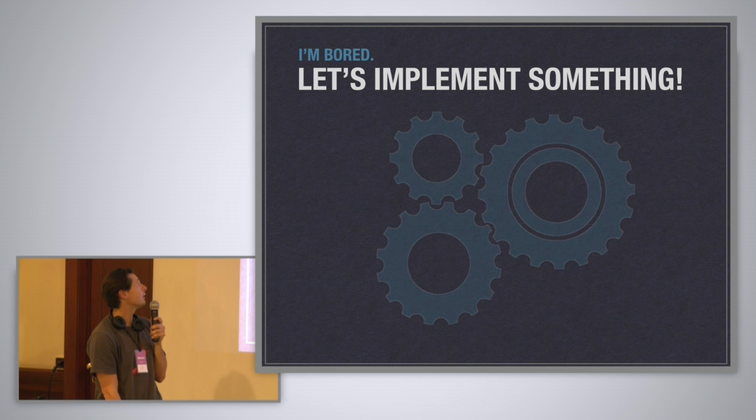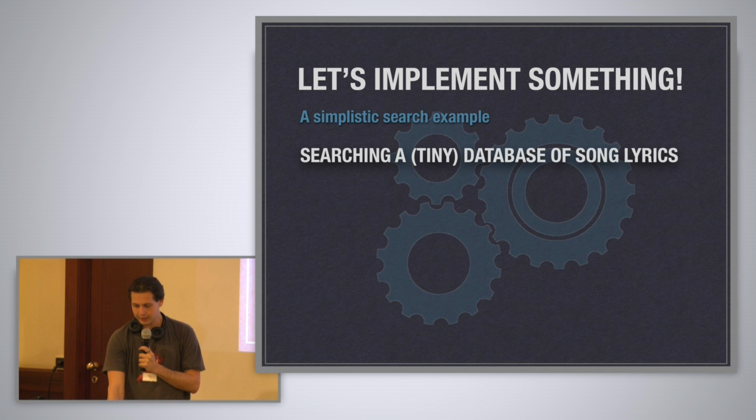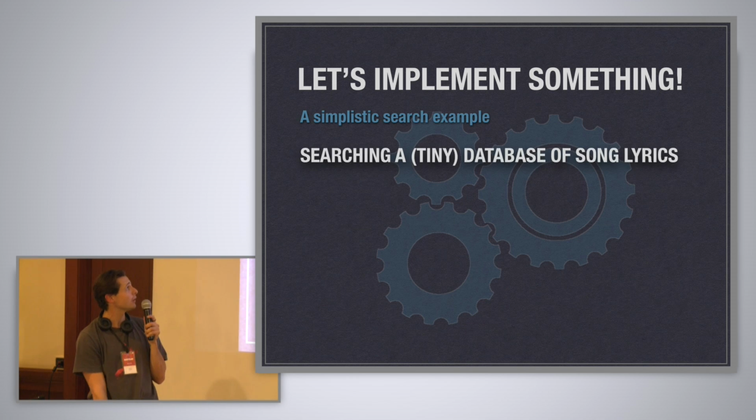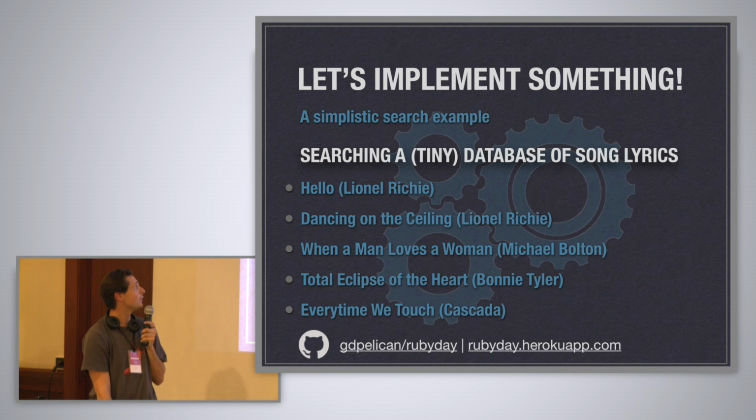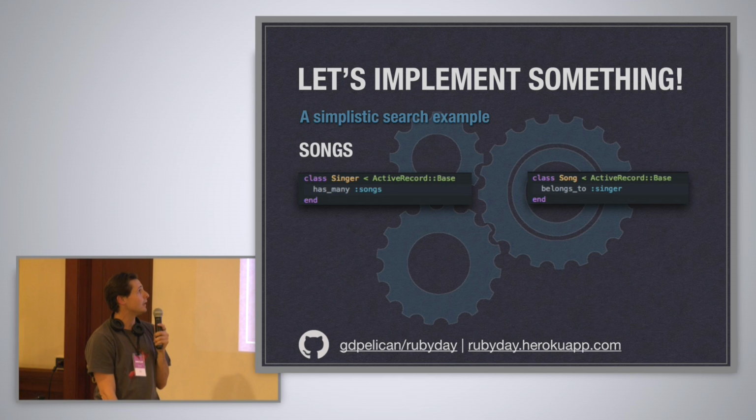So I've been talking a lot and not showing a lot of code, but I want to show just a little bit of code. So we're going to make a simplistic search engine. We're going to make a little database of song lyrics, and we're going to make it searchable. So I've got these 5 wonderful love ballads here, and I'm going to put them in a database. And I've actually open sourced this, so you can follow along at home if you like, and it's live on rubyday.herokuapp.com.